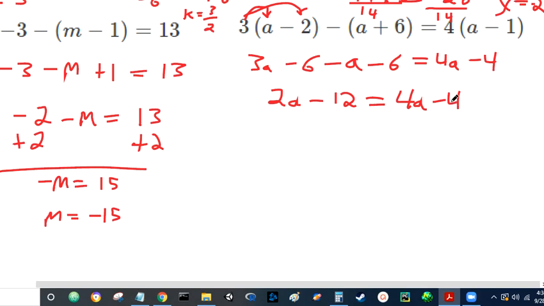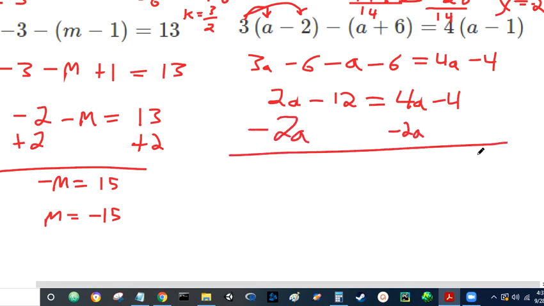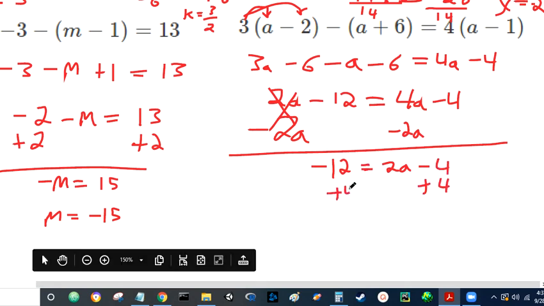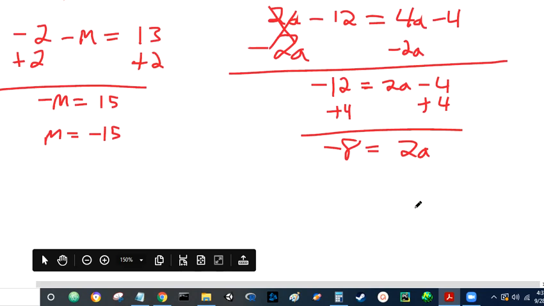Now we're trying to get a by itself. It's on both sides of the equation. So subtract 2a from both sides. So to do that, we'll make this cancel out. You're left with negative 12 equals 2a minus 4. You want to add 4 to both sides. You owed $12, but you just put $4 on your debt. You're still in debt, but not by as much. And then to finish getting a by itself, got to divide 2 from both sides, because that's 2 times a up there.